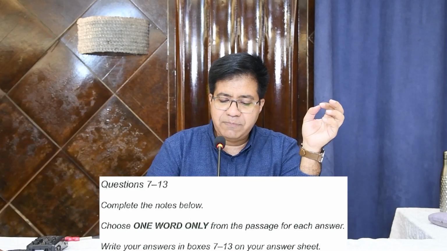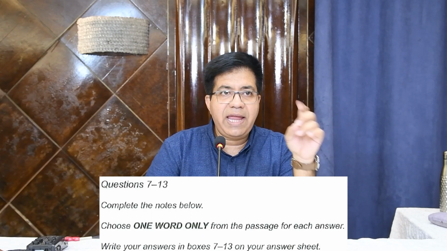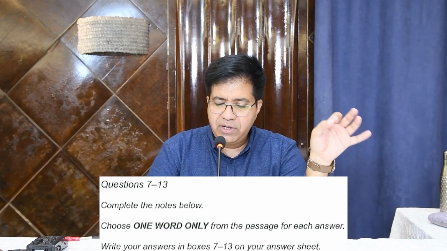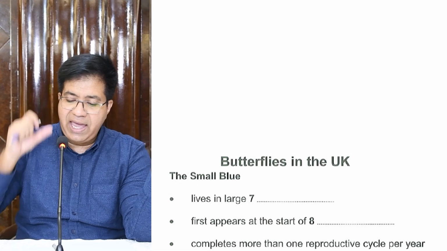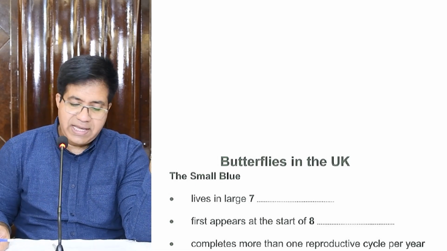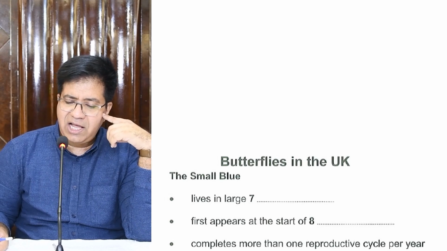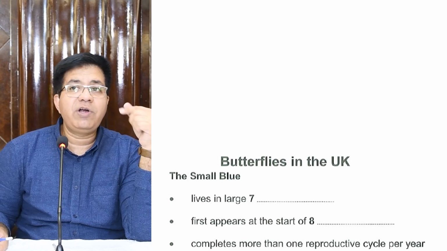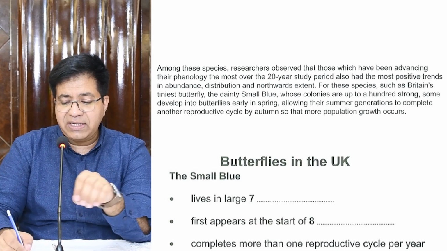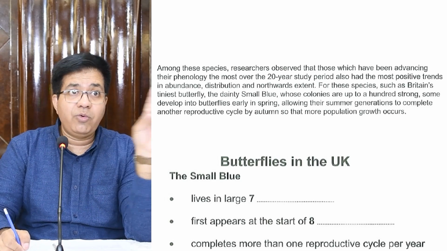Now we go on to questions 7 to 13. Complete the notes below. Choose one word only. And this word will come from the passage. Exactly the same word. Butterflies in the UK. Small blue. Look for small blue. Second page, second paragraph, and there is the word small blue in the third last line. So what do we call it? It is called location.